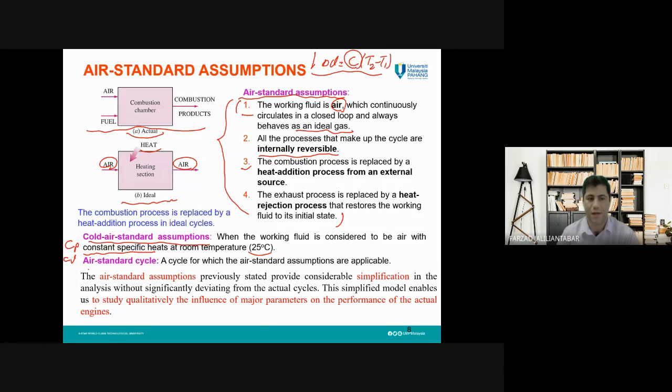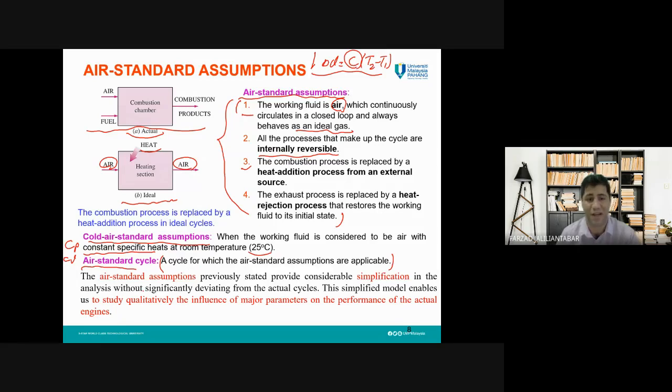The other definition related to this air standard assumption is the air standard cycle. Any cycle which works based on this air standard assumption is called an air standard cycle. So a cycle for which the air standard assumptions are applicable is called an air standard cycle.